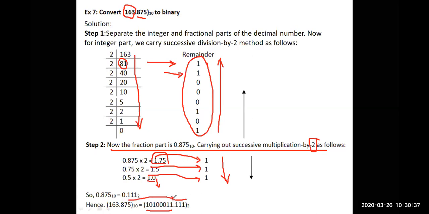In this way we can convert any decimal number into binary format. Okay, so are there any doubts?